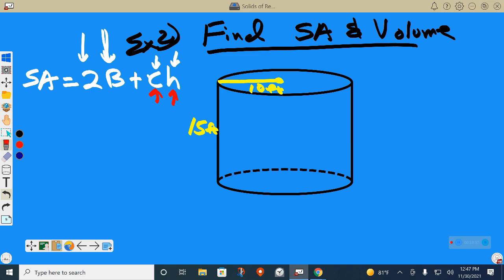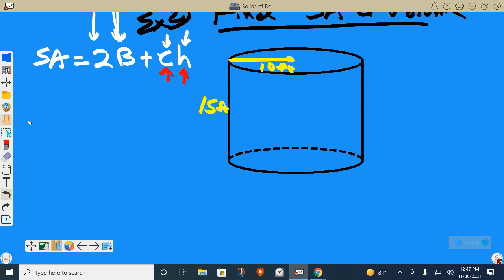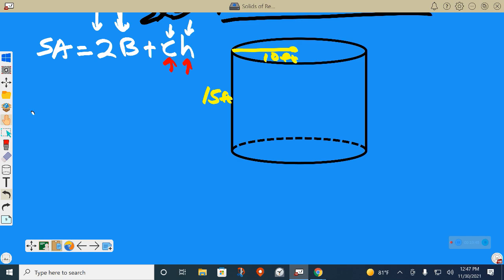How tall is the cylinder? Well, it's right here. This is the width of the rectangle, right here. It makes sense, that formula. Let's rock and roll. There we go.